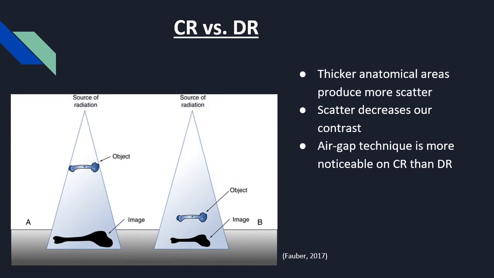The air gap technique is most often used with large anatomical areas, as these tend to produce the most scatter. Getting rid of the scatter improves our contrast. However, this may only be noticeable on film screen image receptors when compared with digital image receptors. This is because a digital imaging system has computer processing that functions to produce an image with appropriate brightness via a histogram. As a result, selecting a correct technique when using an air gap method is more important when using a CR system than a DR system.